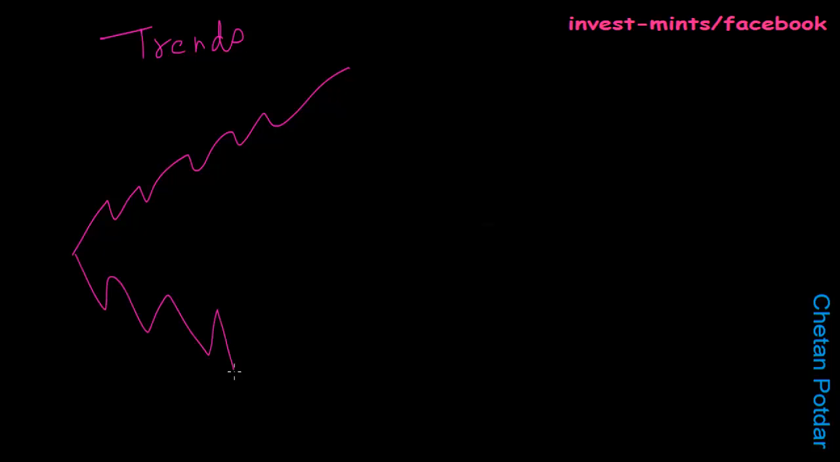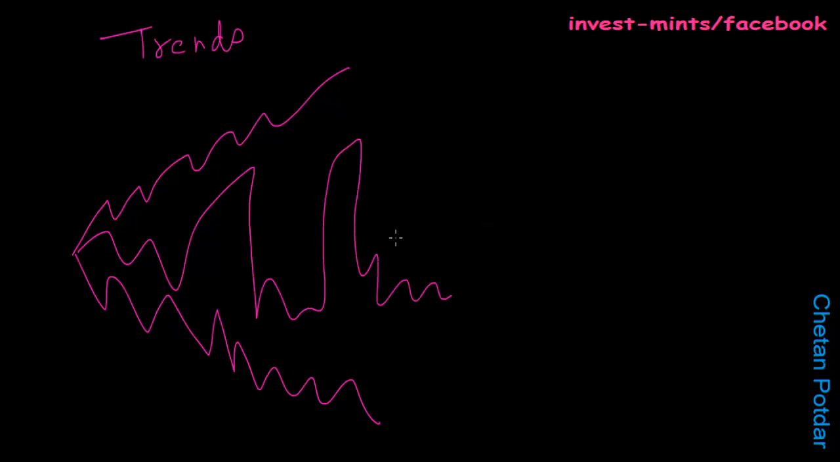Trends. First thing which you need to remember is that the market always moves in a trend. There are three trends in the market: an uptrend, a downtrend, and a trend where the market is going up and down, basically moving sideways. So this is an uptrend, this is a downtrend, this is a sideways trend.